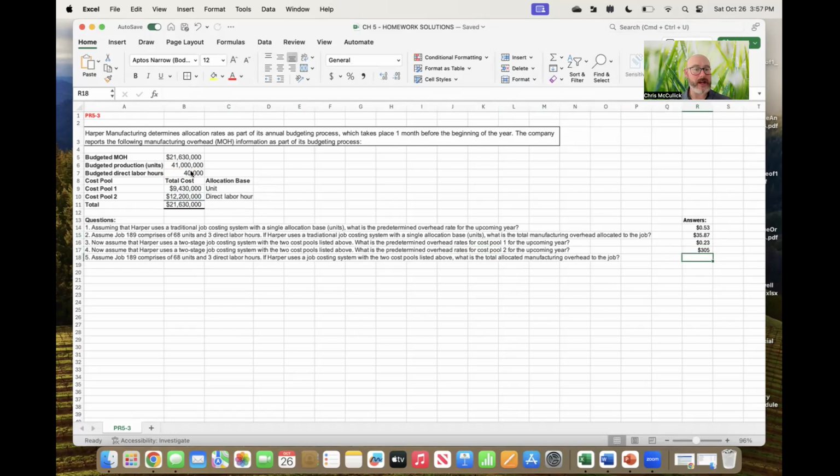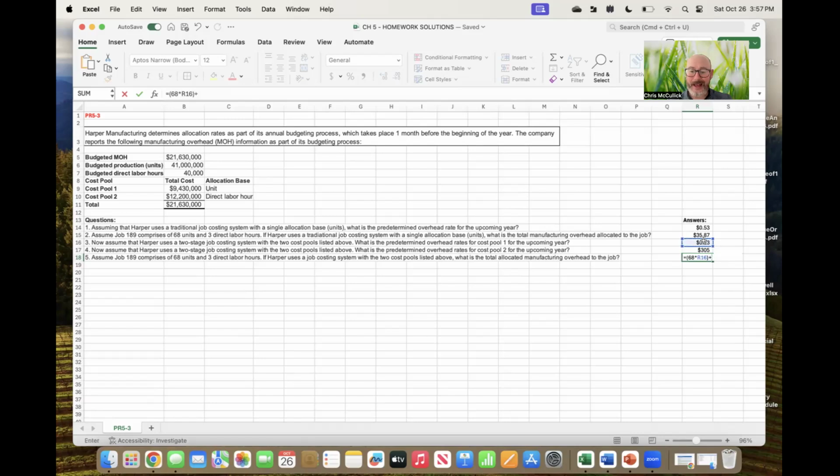Now it has us redo job 189. Same sort of scenario here, 68 units, 3 direct labor hours, but it wants to know what would be the cost if we use a two-stage system, or a two cost pools system, I should say. And so what we're going to do is take first our 68 units and multiply that by our cost per unit, which is this first cost pool.